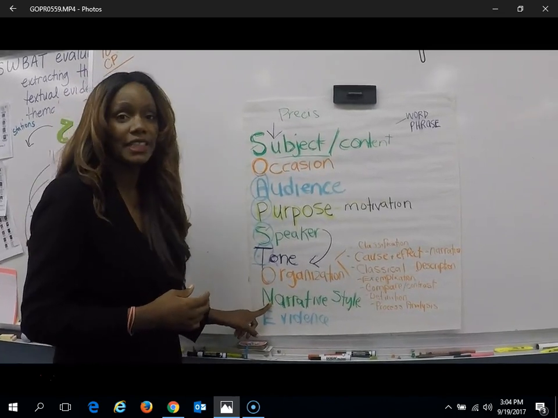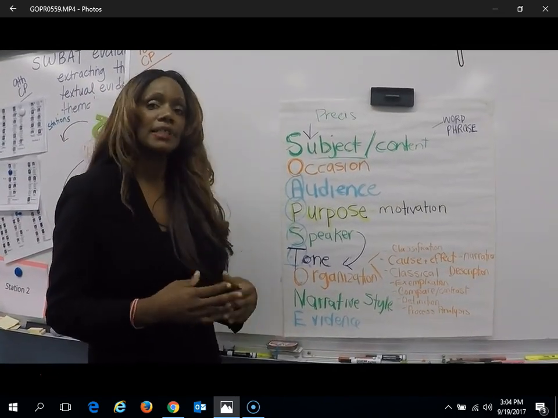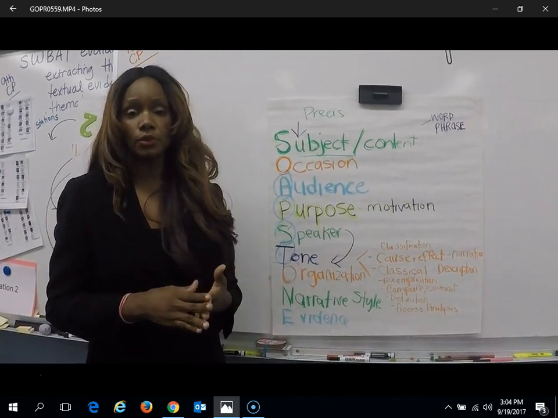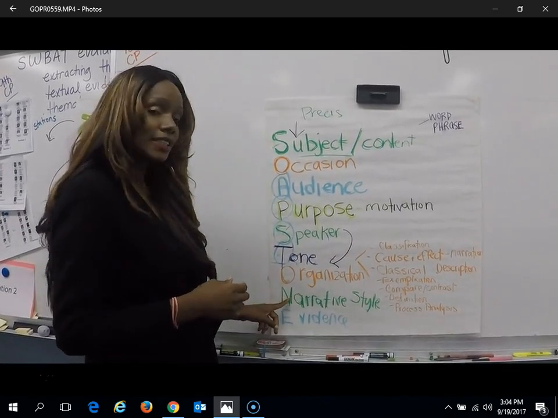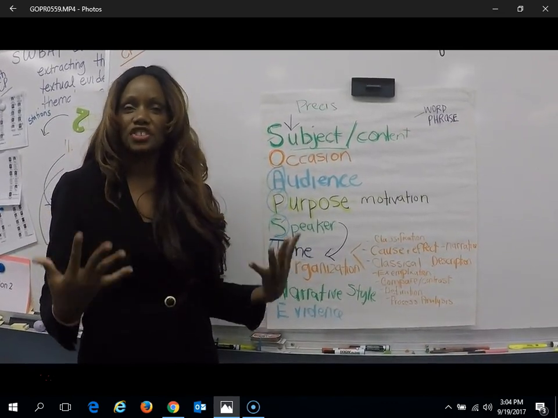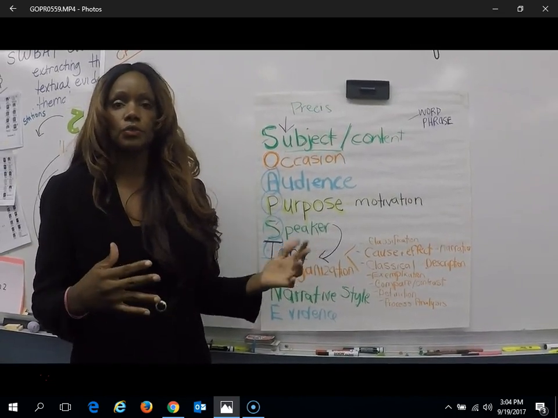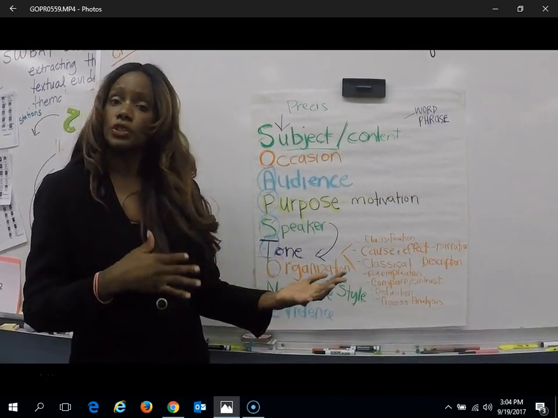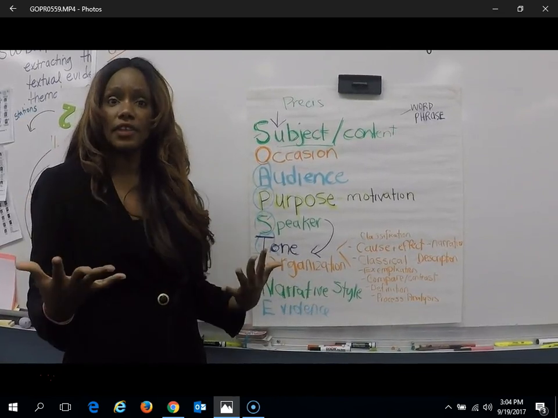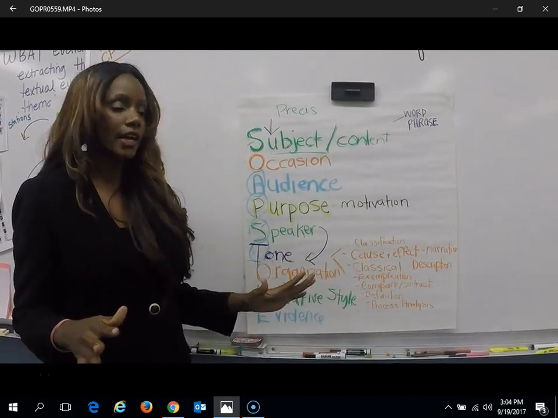The second to the last one is narrative style, the N in SOAPSTONE. We all have our own style when we're writing, so we want to make sure that we can identify how the writer constructs their work, what their style is, what point of view they use, first person, second person, third, what they include in their work, what they omit, what they make obvious and clear, and what is ambiguous in their work. So what is their style?